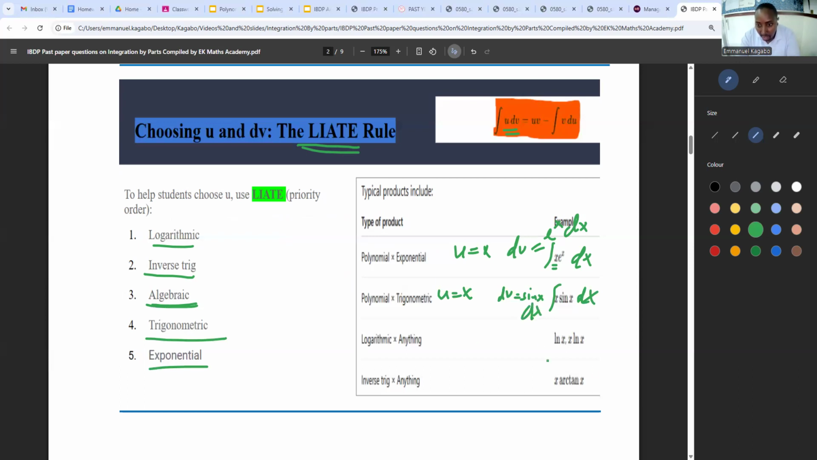Let me try another, maybe for instance the integration of ln x dx altogether. Which one is going to be u and which one is going to be dv? This time we check: logarithmic function is the first. Ln is the logarithmic function. So it's going to be ln x here. Now, what is your dv? Your dv is going to be dx. Do you get that, guys? That's very important.